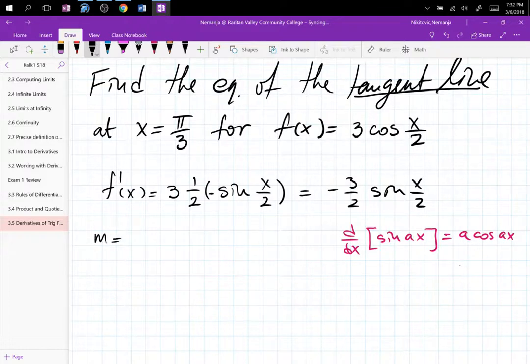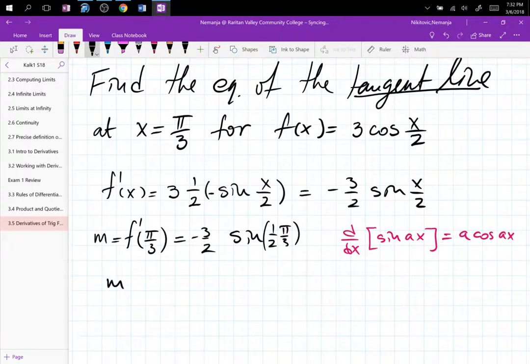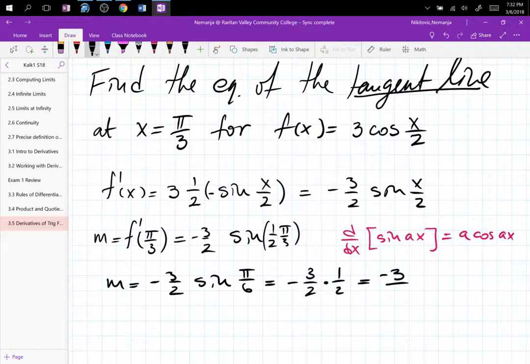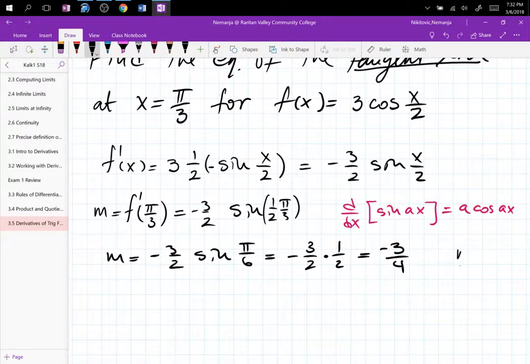Slope m is when I plug the point, which is pi over 3, into the derivative. So that's negative 3/2 sine of, in this case, 1/2 times pi over 3. So slope is negative 3/2 times sine of pi over 6. And what's sine of pi over 6? Very good. That is equal to negative 3/4. So I have the slope as negative 3/4.